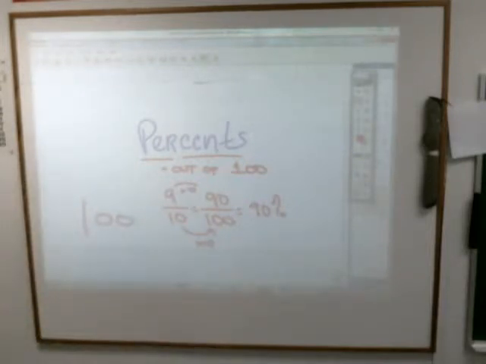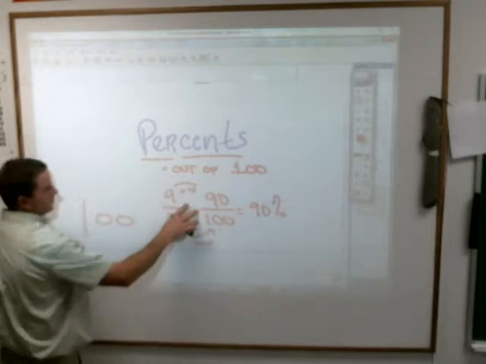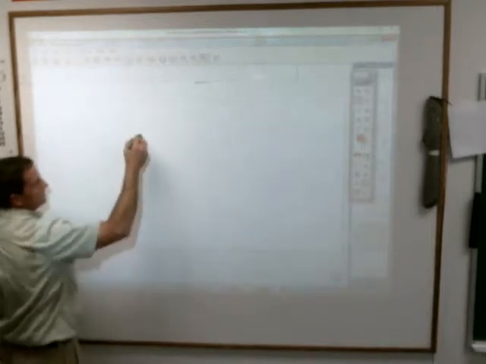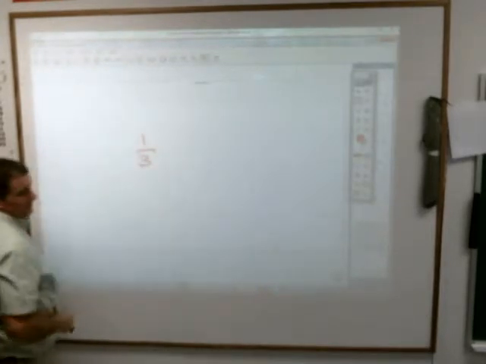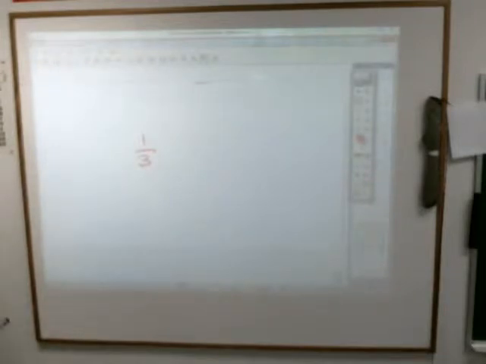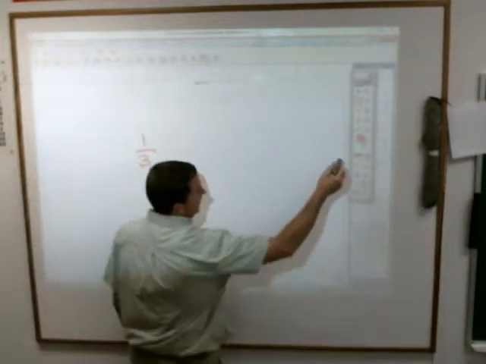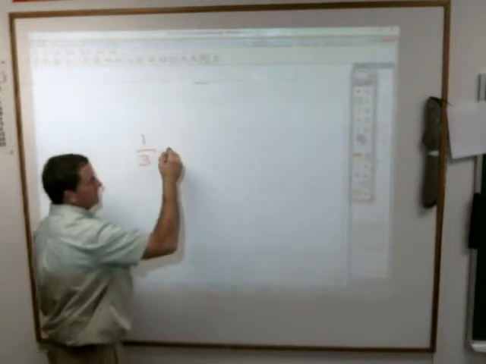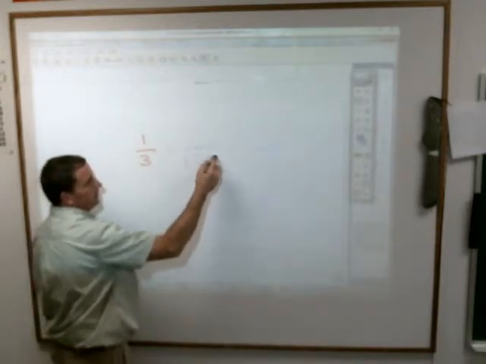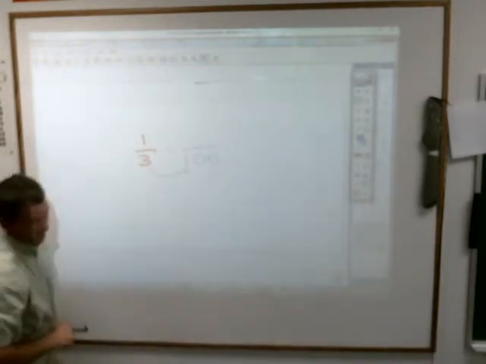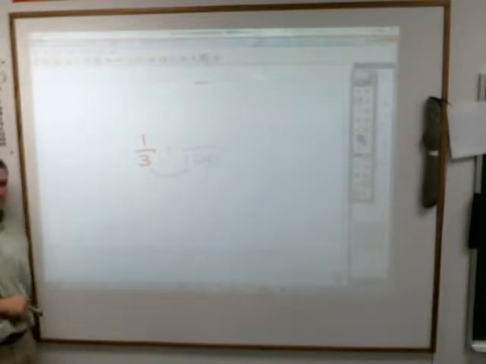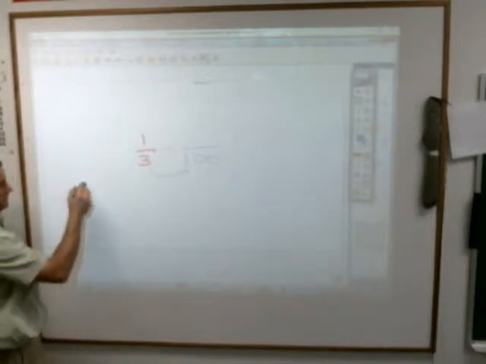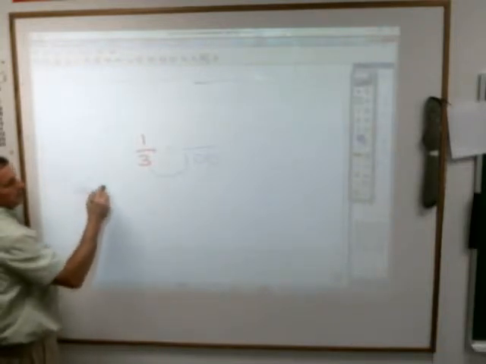Now, unfortunately, for all of us in the math world, it's not always this simple or this easy. For example, if you have the fraction 1/3, the first thing you always want to do is try to see if it easily goes into 100. And, well, unfortunately, 3 doesn't go into 100. So the best thing to do about this is this. Write this little helpful note down to yourself.